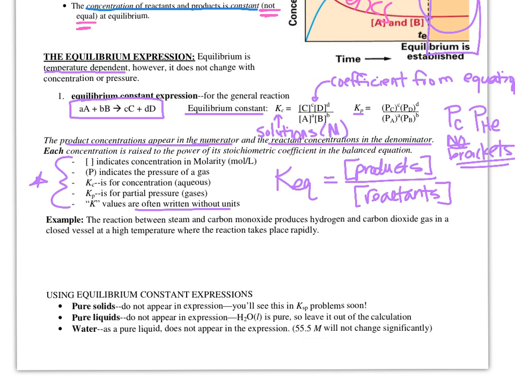All right, so an example. The reaction between steam and carbon monoxide produces hydrogen and carbon dioxide gas in a closed vessel at a high temperature. So we have to first write the reaction. We would have the reaction between steam, which is water gas, hopefully you know that, and CO going to produce hydrogen, which is H2, and CO2.